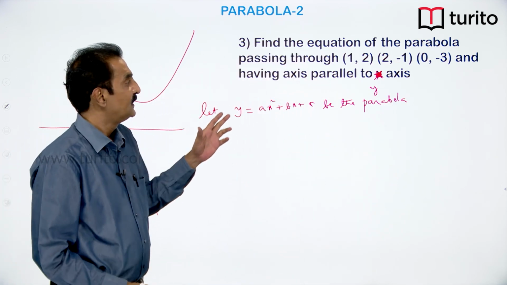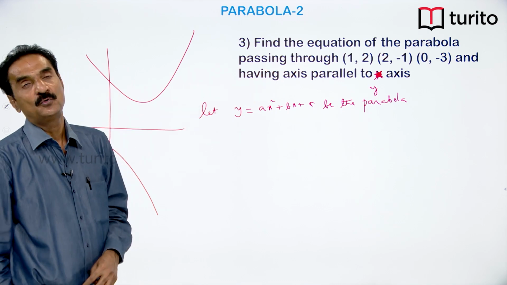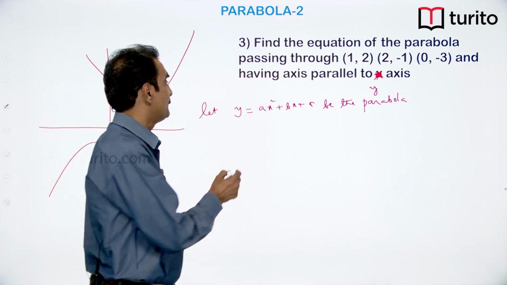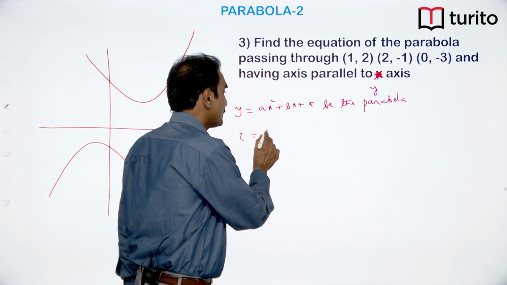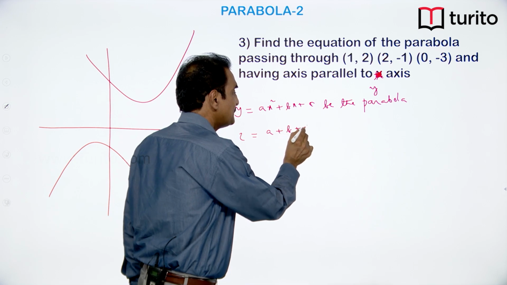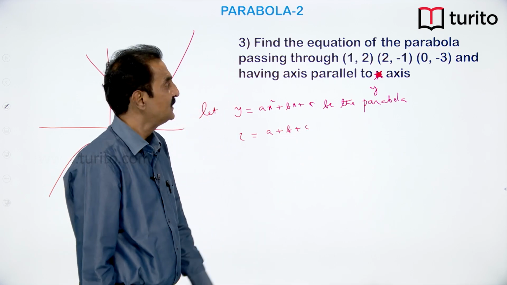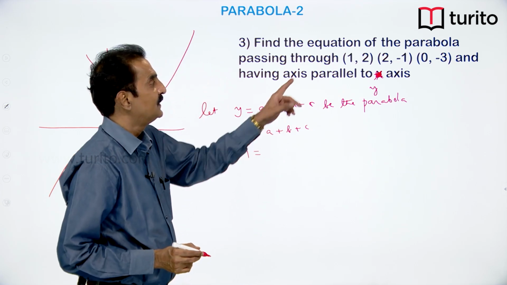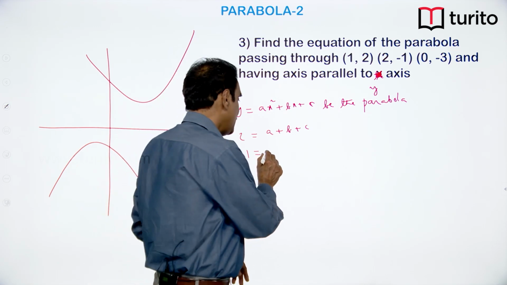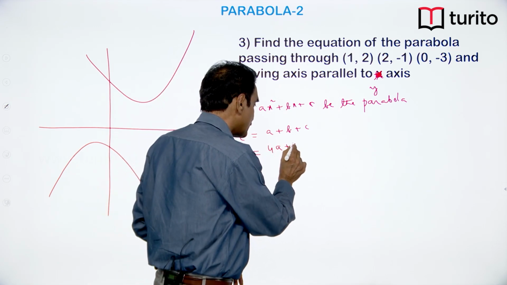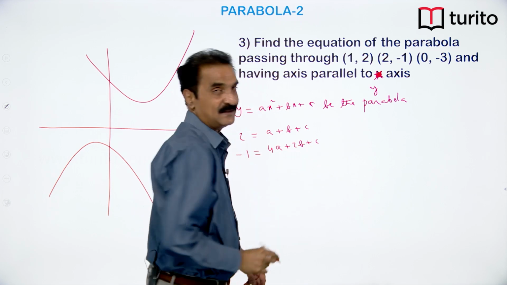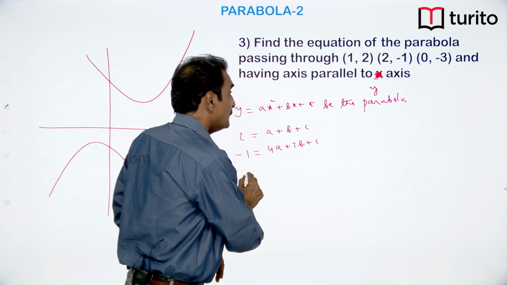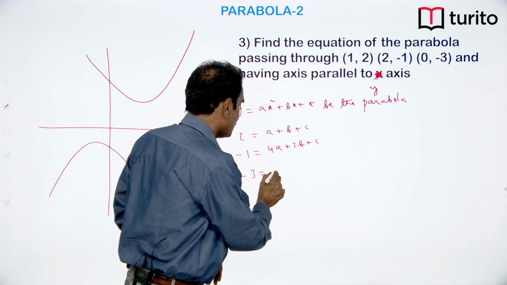Then it passes through (1, 2), (2, -1), (0, -3). Substitute 1 by 1, 2 is equal to a plus b plus c. Substituting first point, substitute second point, -1 is equal to 4a plus 2b plus c. Substitute the next point, -3 is equal to c.